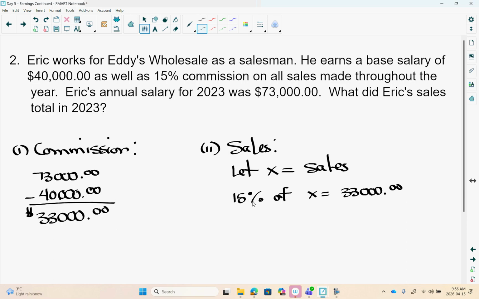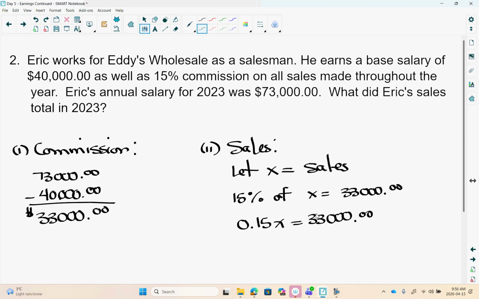Now, what do I do with the 15%? I never leave it as a percentage. I always change it to a decimal. 15 divided by 100 is 0.15. And what did I say of meant? It means to multiply. So do you agree that that means 0.15 times X? And I don't have to use X for sales. I could have used S. Equals 33,000.